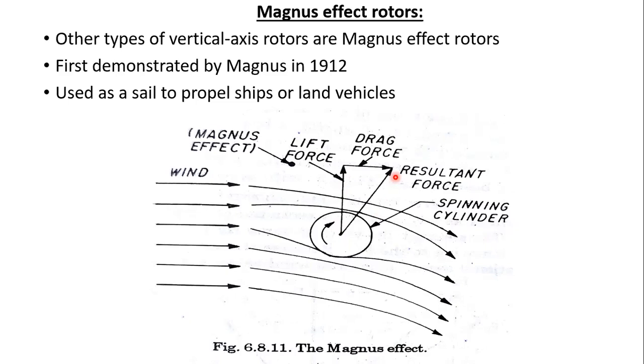Okay, so these are the various types of vertical and horizontal machines. We are using horizontal wind turbines overall.